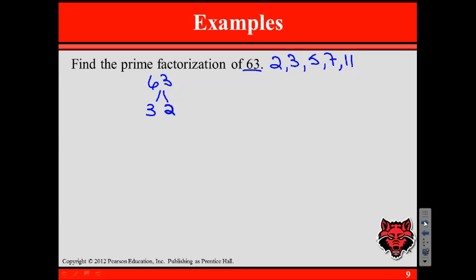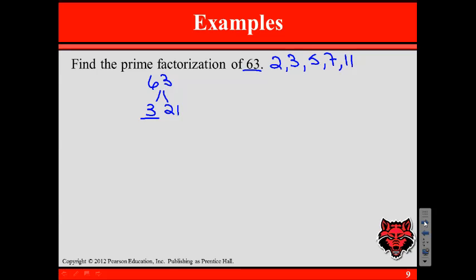You get 3 and 21. 63 divided by 3 is 21. So we write each of those factors down beneath 63. We have 2 branches going to each of those numbers. Now, anytime I have a prime number, I'm going to underline that number. 3 is prime, so it is underlined. 21 is not prime. It's a composite number.